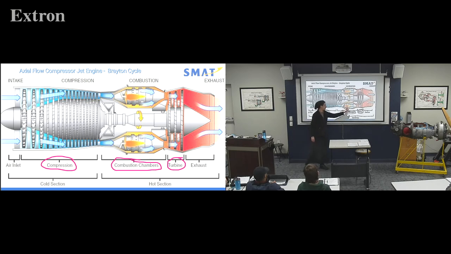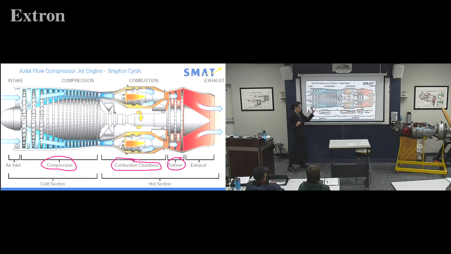a combustion chamber, and a turbine that drives the compressor. So those are 3 parts. Right now, start cementing them in your mind. Compressor, combustion, and turbine. We're going to dive deep into each one of those areas, but just the 3 parts for now. Now, think about this.